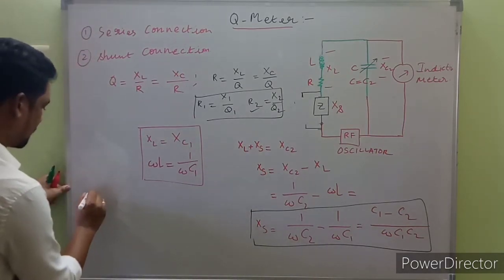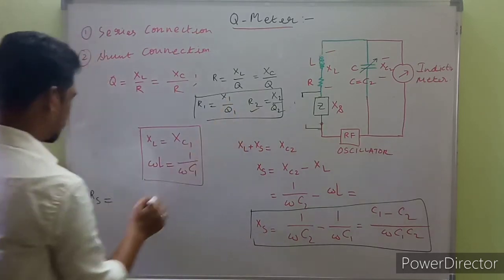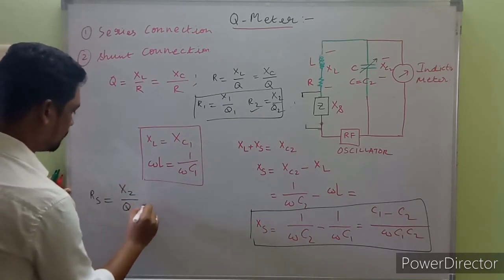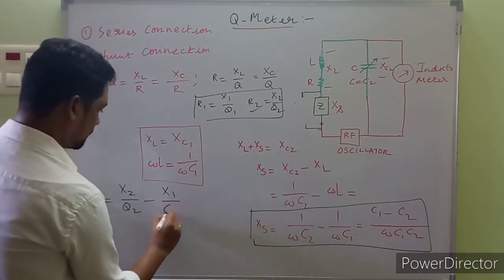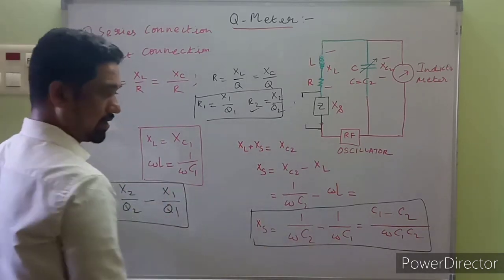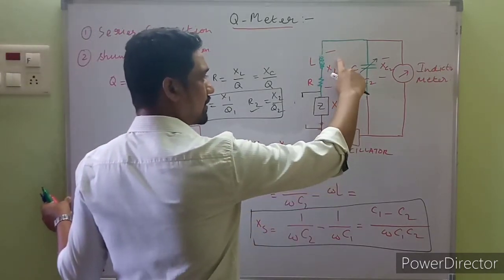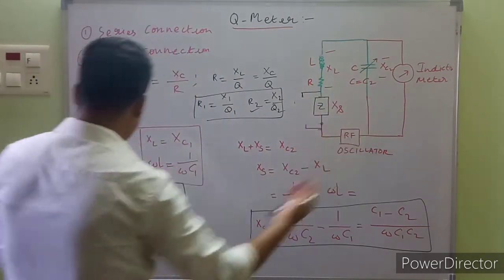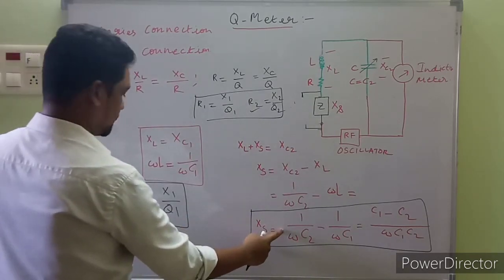RS is equal to X2 by Q2, from this very equation, minus X1 by Q1. Even this is true from this expression. It may be having a quality factor, and even this will be having a quality factor, and we don't know the quality factor of this one, so that can be written in terms of this one, right? Even this is true from this very equation, we can write this one.